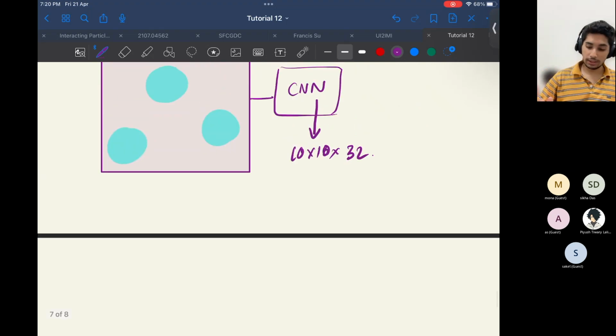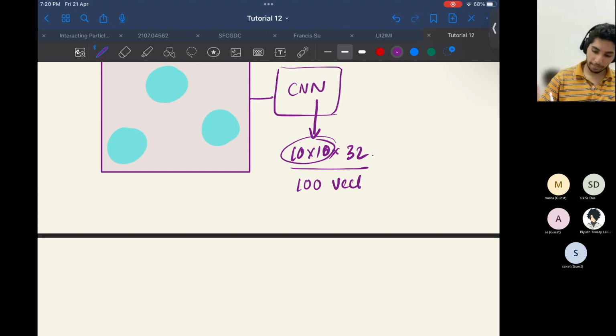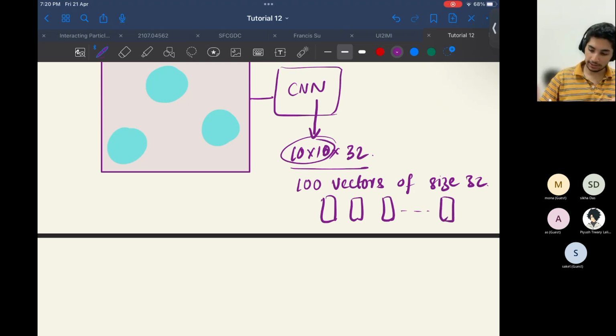Now next what you can do is you can think of this as 100 vectors, right? 10 cross 10 is 100, so 100 vectors of size 32. Each of them is 32 dimensional, and there are 100 such vectors. Then you can apply attention here. You can say that maybe only these three features are something that I want to put more weight on, or maybe this is the feature that I want to put more weight on.